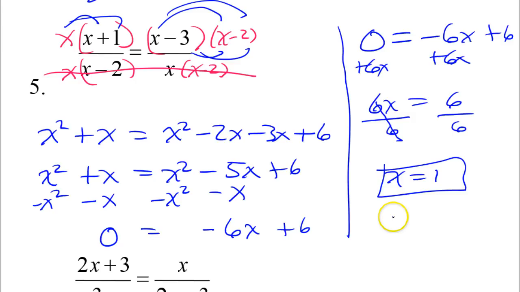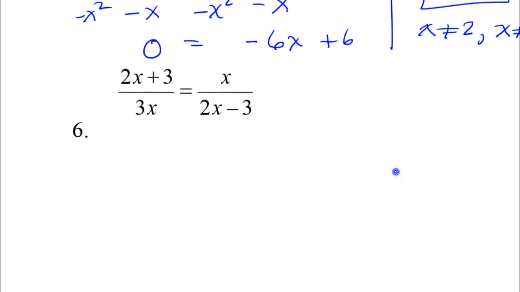Now let's be sure to state the excluded values. X cannot equal, so I want to take a better look at these denominators. Because of the x minus 2, x cannot equal 2. Because of the x, x cannot equal 0. So that's it for number 5.